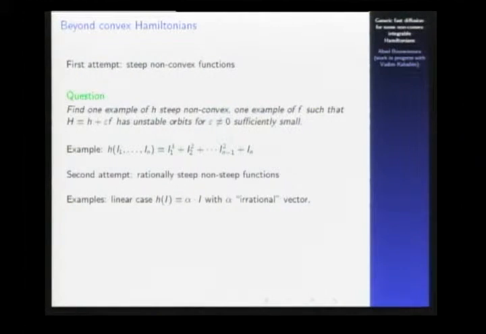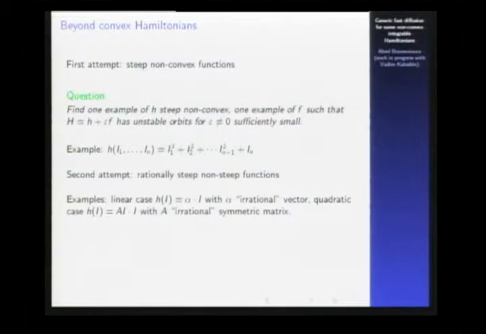This is a steep function, because it will involve projection of alpha onto a rational subspace, and if alpha is irrational, this is always non-zero. But this example is a bit like cheating, maybe. Let me give another example. You can take a non-linear Hamiltonian, this guy.